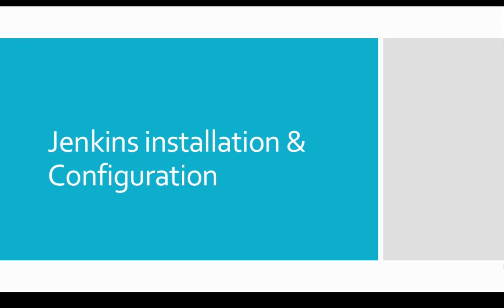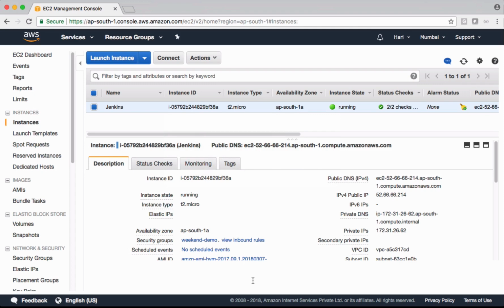Let's see how to install Jenkins and how to configure Jenkins. So I'm using Amazon Web Services for creating virtual machines. I have created one virtual machine using Amazon Linux flavor. And let's connect to this virtual machine and let's see the steps to install and configure Jenkins. Let's get the instructions from Jenkins page itself.